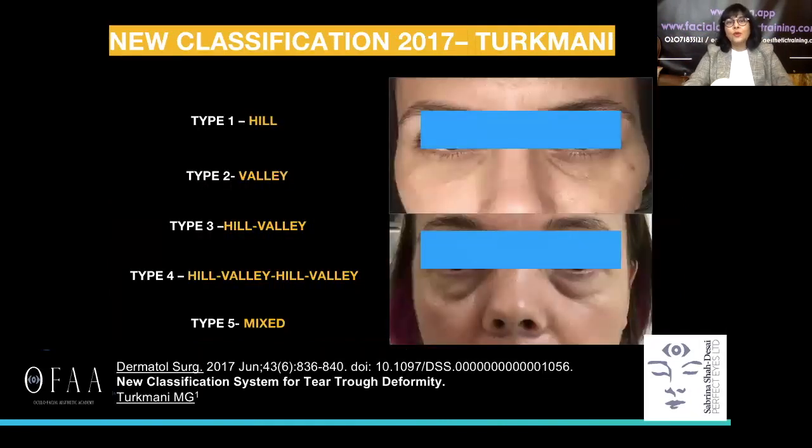Then let's look at this new classification, which came out now 3 years ago by Turkmen. And of course, it talks about a hill-valley type of classification. Now, of course, this is extremely simplistic, and you can see that this is a valley and this is a hill. But it's not a classification or an assessment tool that I would use, because it's not giving me any additional information scientifically.